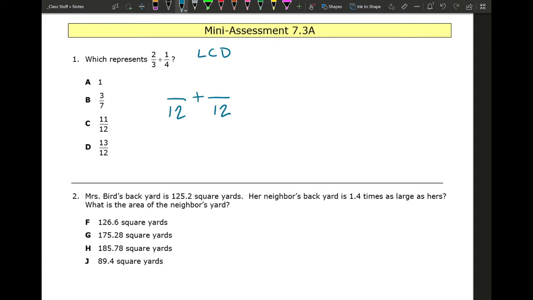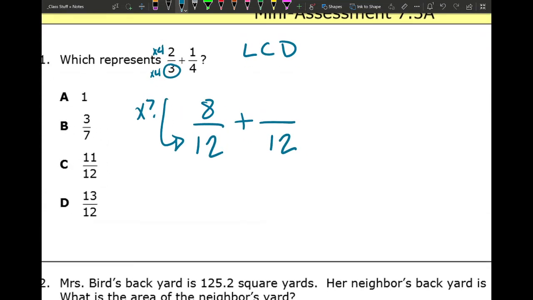So now, I have to think to myself, what do I need to multiply this 3 by to get 12? And the answer is 4. So if I multiply this times 4, that means that I have to multiply the top times 4 as well. So 2 times 4 is going to be 8. Now, what do I need to multiply this by to get 12? And the answer is 3. So if I multiply the bottom times 3, that means I also have to multiply the top times 3. And 1 times 3 is 3.